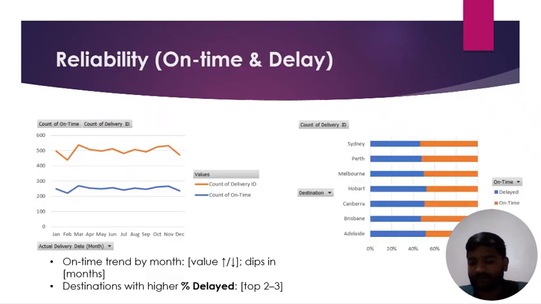The next slide. Reliability. The dependability of deliveries, particularly their on-time performance and delays, is the main topic of this slide. The monthly trend of on-time deliveries as a percentage of all deliveries is shown in the top chart. On-time performance suffers during particular months. The proportion of on-time to late deliveries for each location is represented by the bar chart. You can see that certain distances have a greater rate of late deliveries.